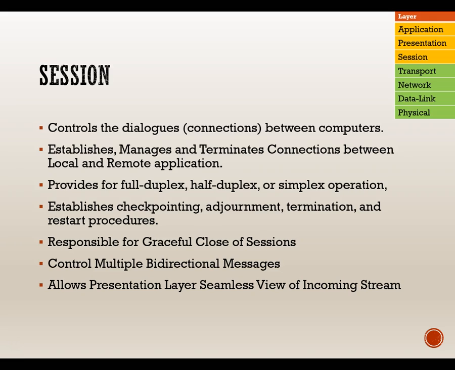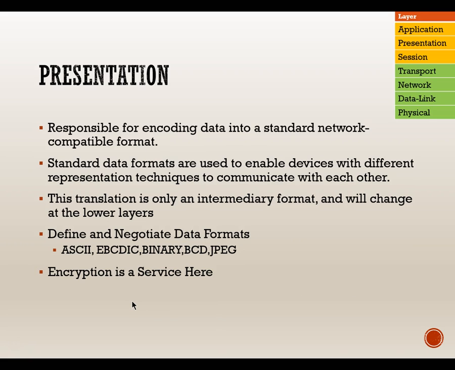It controls the multiple bi-directional messages if we have multiple connections going on, different applications running on the machine, as I said earlier. It allows the presentation layer a seamless view of the incoming stream. So again, here we're supporting the layer above it. Presentation layer: encoding the data into a standard network compatible format, HTML documents, PDFs, docs, whatever we're going to use, JPEGs for pictures. Standard data formats used to enable devices with different representation techniques to communicate with each other.